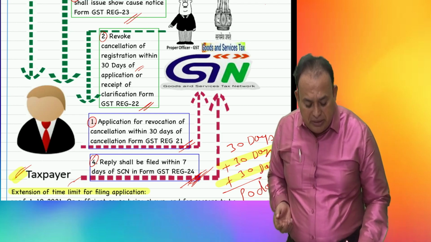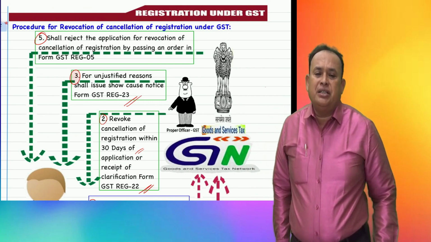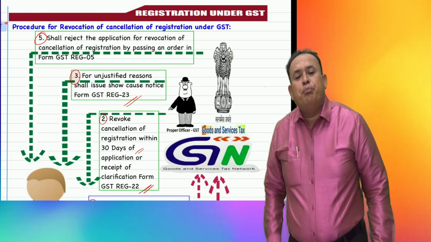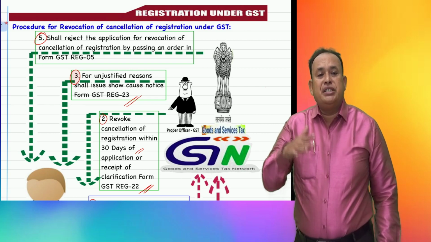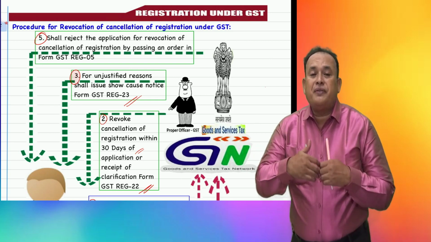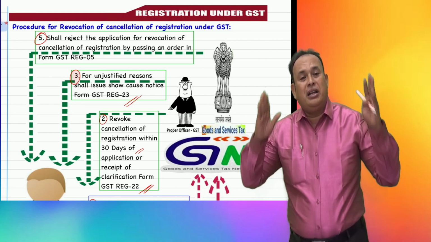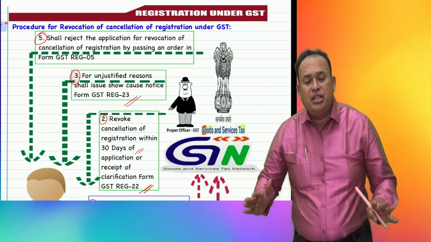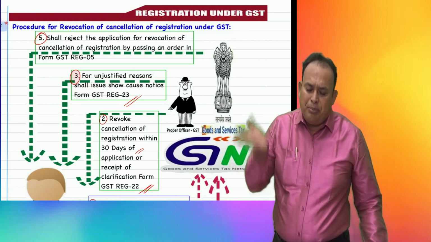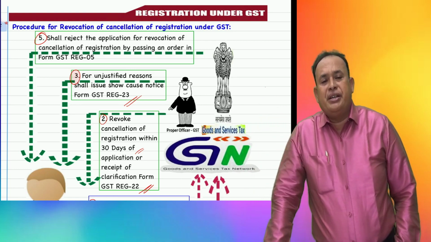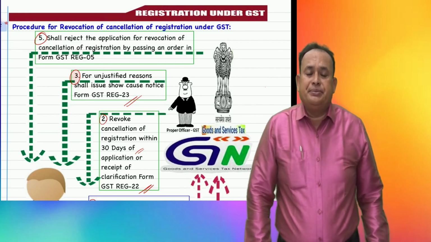If they are not satisfied, then step 5: they shall reject the application for revocation of cancellation of registration by passing an order in the form GST REG 05. Form GST REG 05 is nothing but an order rejecting your application for revocation of cancellation, meaning thereby the cancellation is intact, your registration is cancelled permanently. If you want registration again, apply afresh in form GST REG 1, and come from the beginning. It is up to the department officer to grant the certificate of registration.